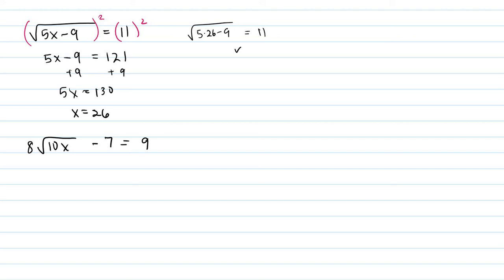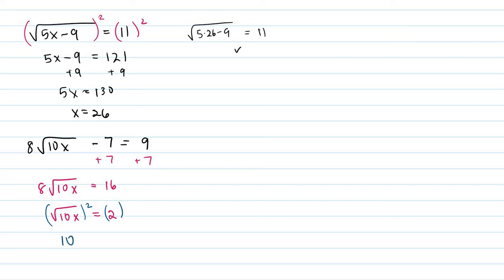So the first step we want to do is isolate this radical as much as possible. So we're going to add 7, and we have 8 root 10x equals 16. Then we're going to divide by 8. So we have root 10x equals 2. And now we can square both sides.